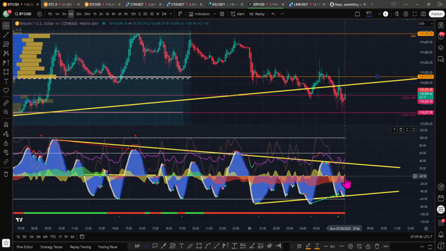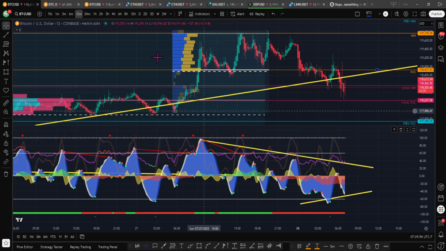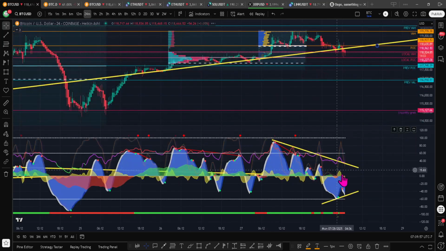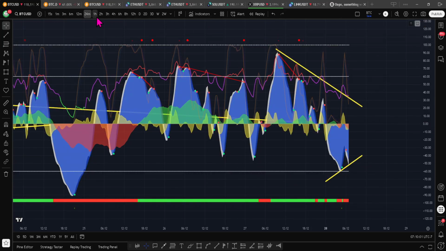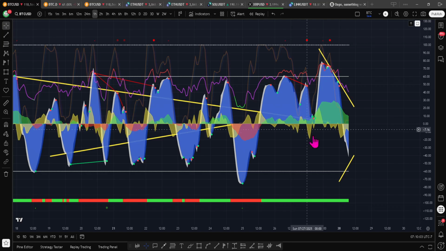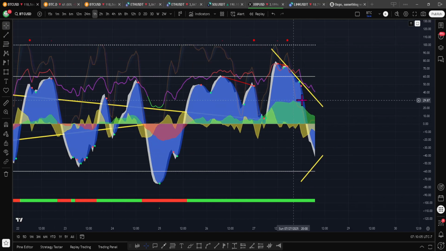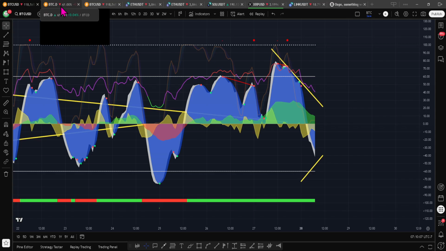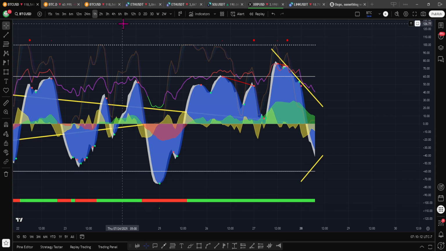6 minute, flat. 12 minute, flat. 24 minute, it's coming out. Right, 1 hour, still coming down. Right, so ultimately, this isn't a good area to trade right now, unfortunately. Yeah, we forced a trade, but the consequences, you know, it's a dollar.